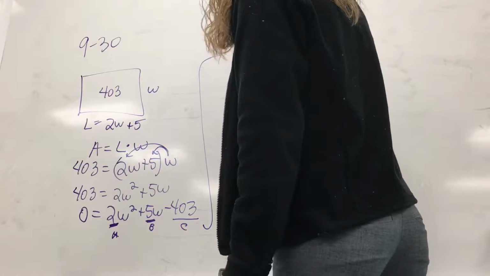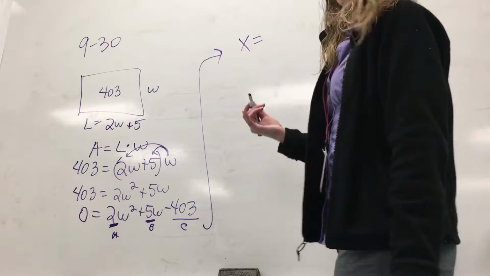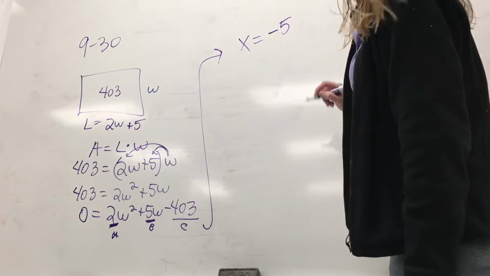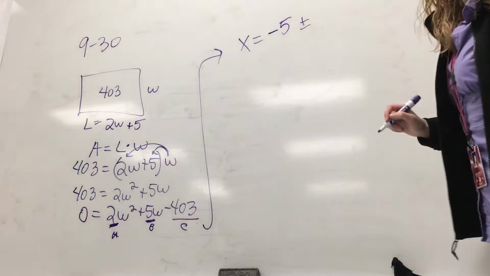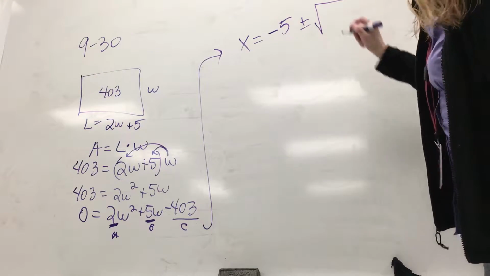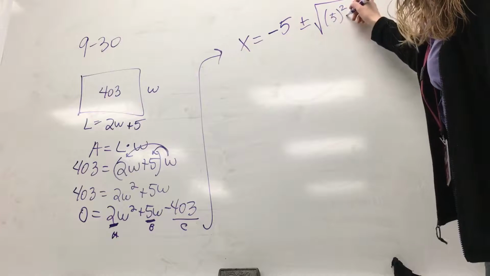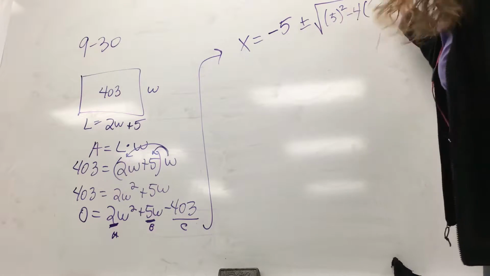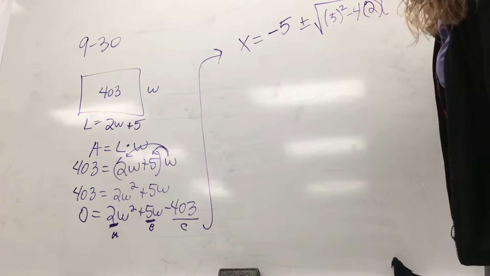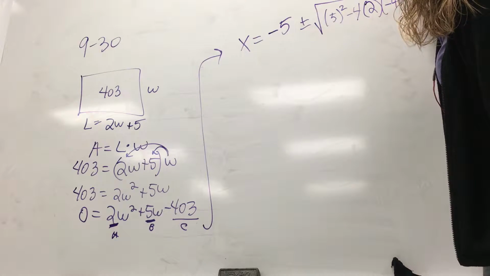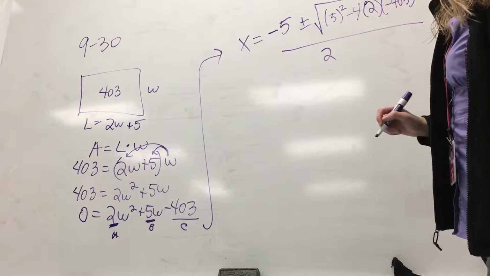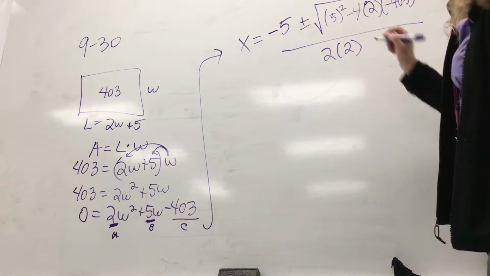So X equals the opposite of B is how you start the equation, opposite of B. B is positive 5, so the opposite is negative 5. Plus or minus the square root of B squared. So 5 squared minus 4 times A. A was worth 2. And C is worth negative 403. All of that's divided by 2 times A, and A is worth 2. So 2 times 2 on the bottom.